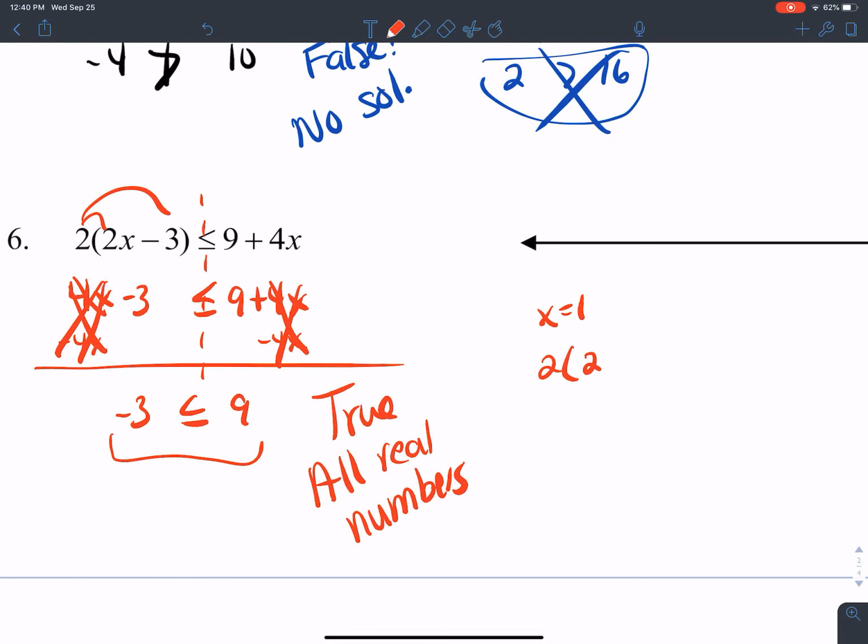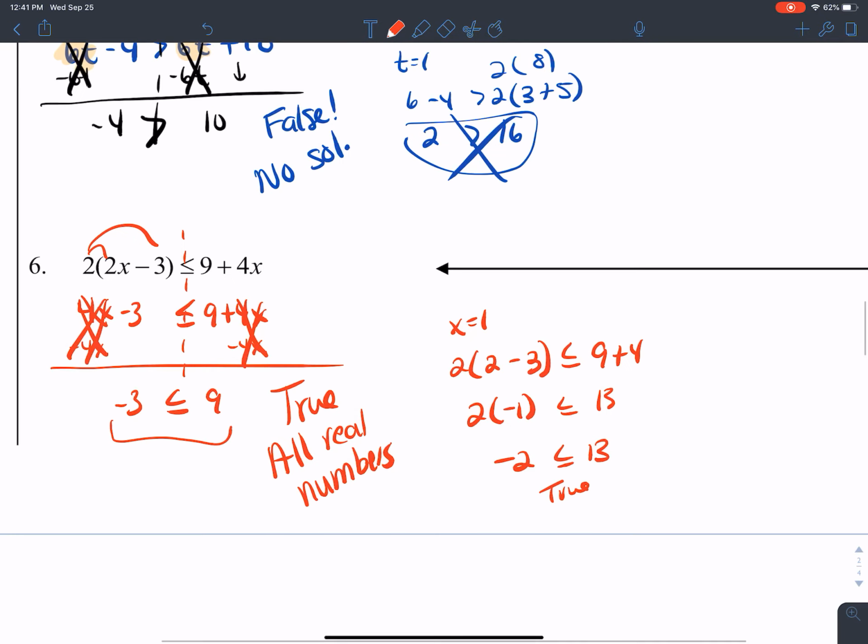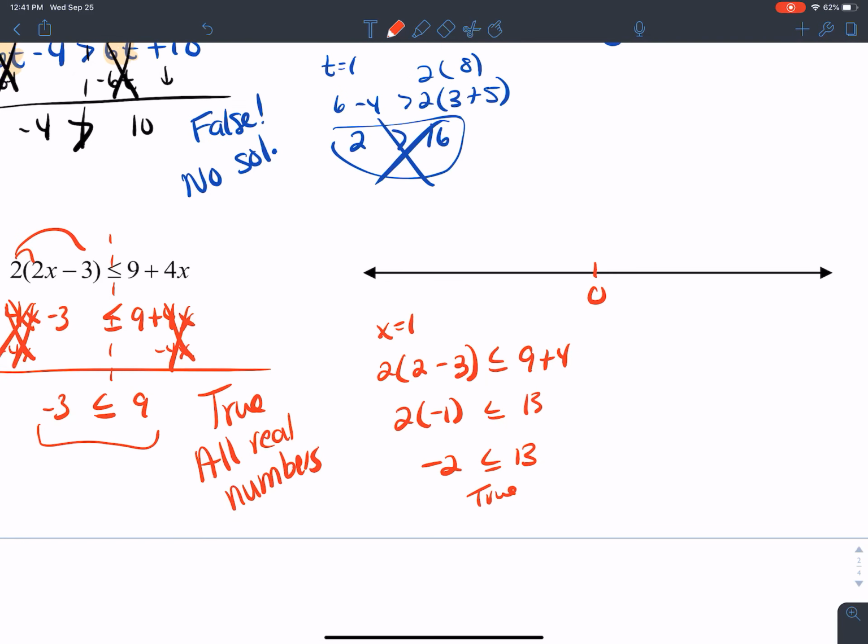2 times 1 is 2. On the other side, 4 times 1 is just 4. So twice of negative 1 is negative 2. And 9 plus 4 is 13. Is negative 2 less than 13? Yeah, that's true. So just a quick example showing one value, but what all real numbers means is no matter what number I choose, it will always be a solution.